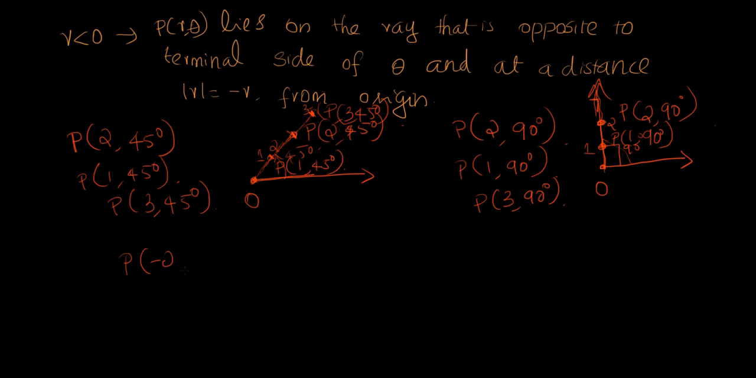P(-2, 45 degrees). What will happen to this? First of all, we have to draw a polar axis. This is the origin, the pole O. Then for (-2, 45 degrees), firstly we have to locate the 45-degree ray. Suppose this is our 45-degree ray. On this ray, minus 2 means going backward.